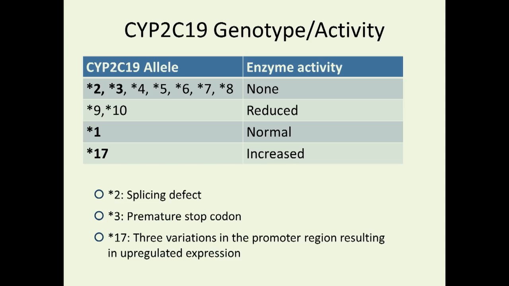So here, for example, STAR2 is the most commonly observed non-functional variant, and that's due to a splicing defect in the gene. So essentially, the machinery that splices together the coding regions of CYP2C19 is altered so that a truncated version of the protein is created, essentially rendering the 2C19 enzyme inactive and unable to metabolize any substrates.